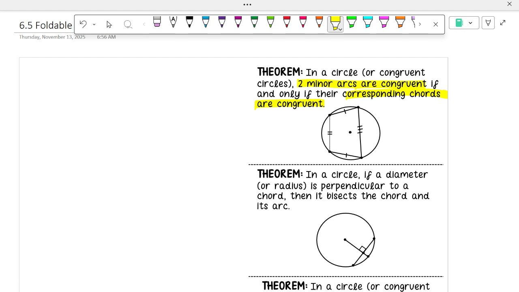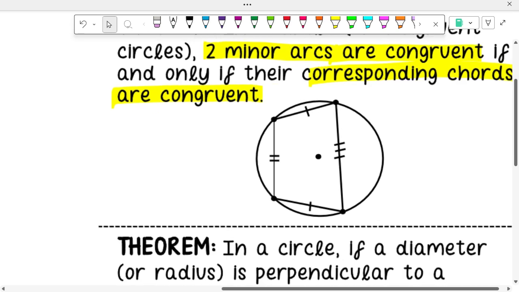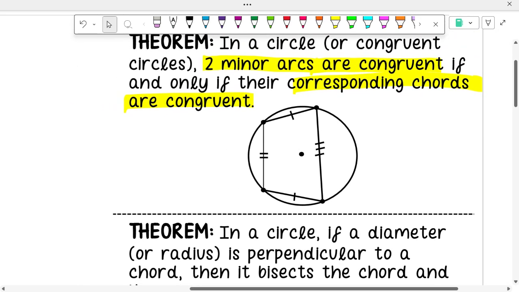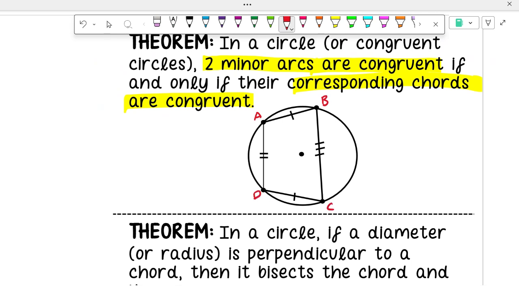So what that means is that if we look at this shape here, let's call this A, B, C, D. I'm just labeling the points so we kind of get an idea what's going on. So if you see here, segment AB is congruent to segment CD. So segment AB is congruent to segment DC. So those segments are congruent.